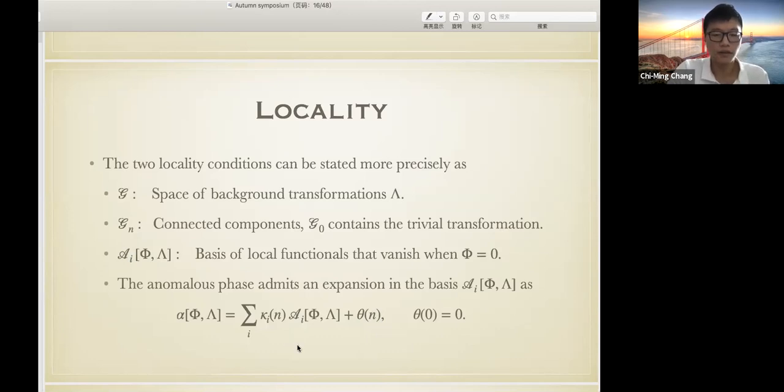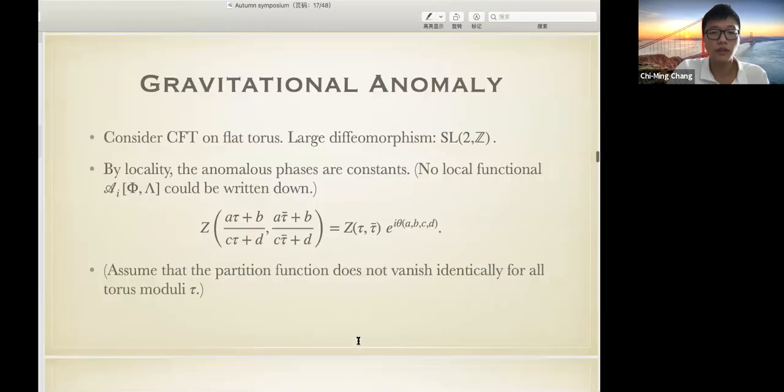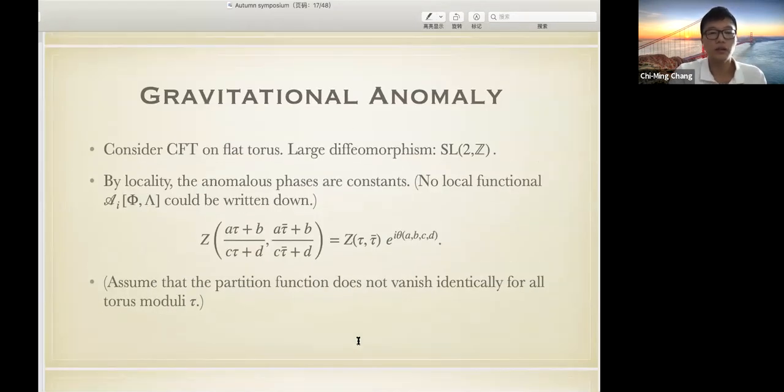Okay. So now the next thing I would like to do is basically take this ansatz and apply it to different examples, and then use the finite Wess-Zumino condition to try to fix these unknowns. So first, let's consider the gravitational anomaly in 2D. For simplicity, we will consider a CFT and also put the CFT on a flat torus. So basically the thing we want to study is the anomaly of the large diffeomorphism, SL(2,Z).